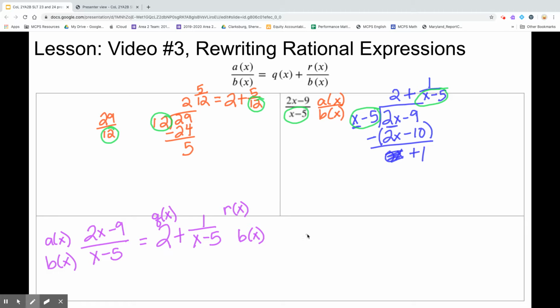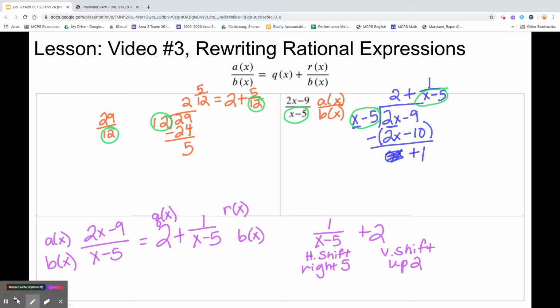Yes. In order to help me with key features, I might also write this as 1 divided by the quantity x minus 5 plus 2. This gives me a horizontal shift right 5, a vertical shift up 2.